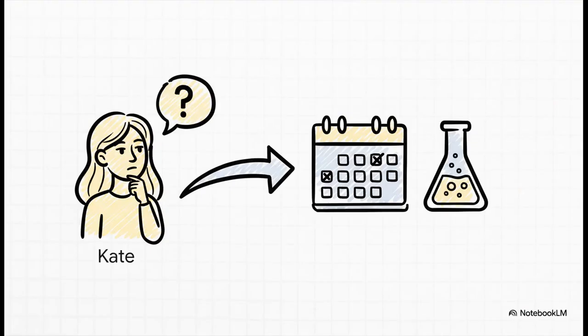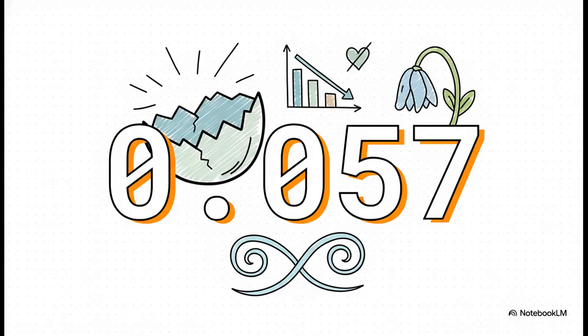So let me introduce you to Kate. She did everything right. She was trying for a few months, felt like maybe something was off, and she sought out testing early. And then she got this result back, 0.057.